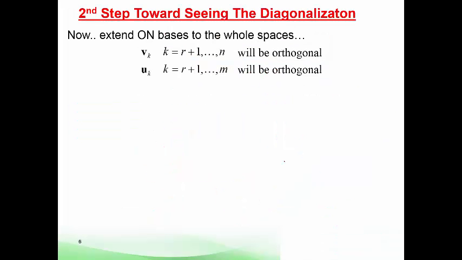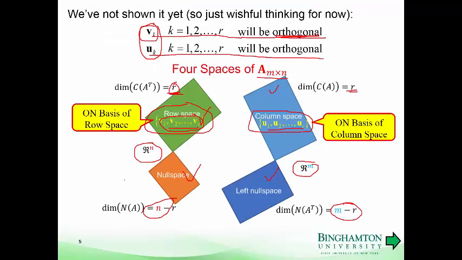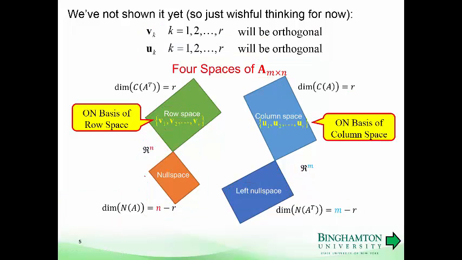So here is our second step towards getting to the diagonalization of this. We have these orthonormal bases of the row and column spaces. Let's expand it. We've got some remaining part of Rn over here, and some remaining part of Rm. We know that this null space is orthogonal to the row space, and we know that the left null space is orthogonal to the column space.